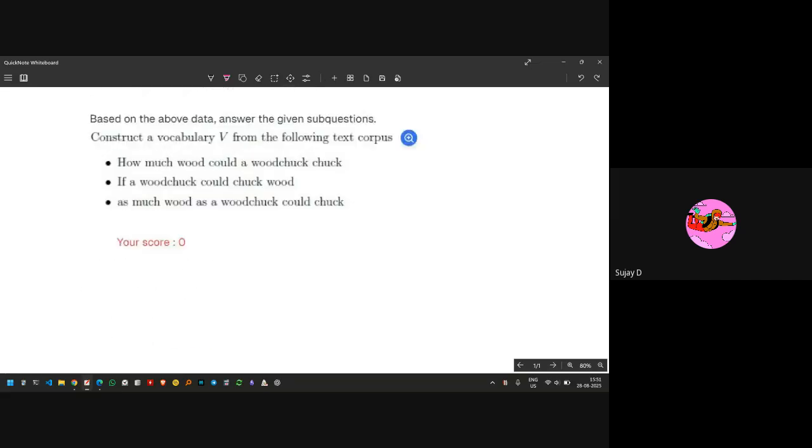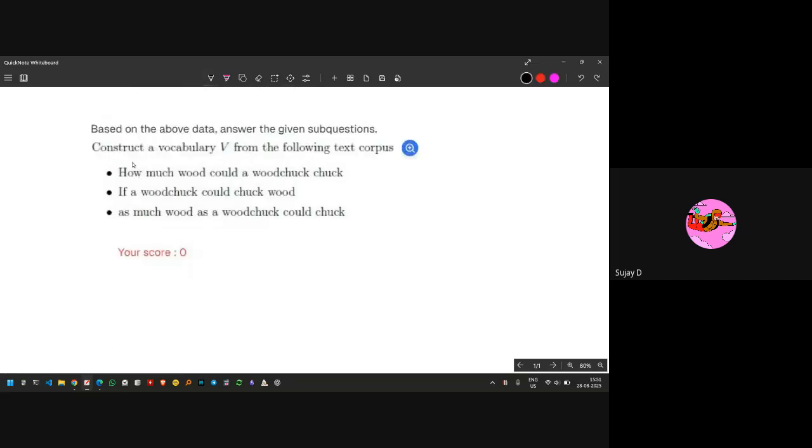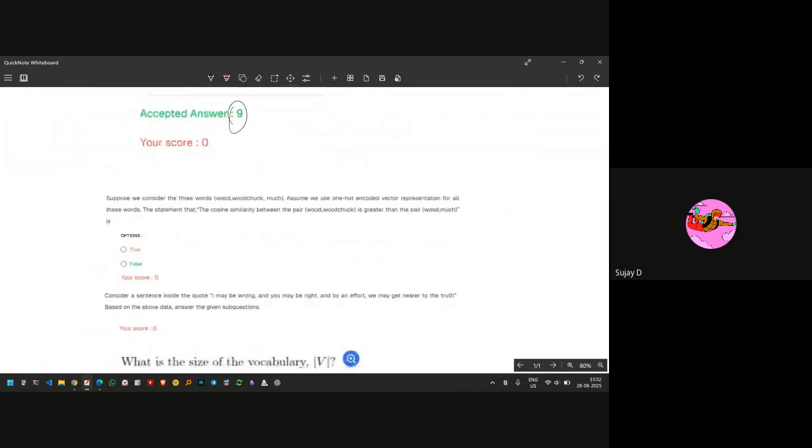Size of the vocabulary. Okay, let's start counting it. 1, 2, 3, 4, 5, 6, 7, 8, 9, 10, right? No, not 10. Where is 'as' before? Third line, first word. Oh, yeah. Wood is also over. So 9. 9 is correct.